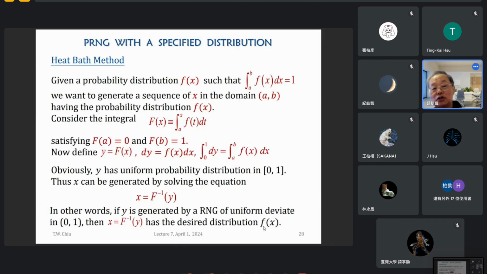So this is a rather straightforward derivation, and this is usually called the heat bath method. Conventionally it is called the heat bath method, or the importance sampling method.